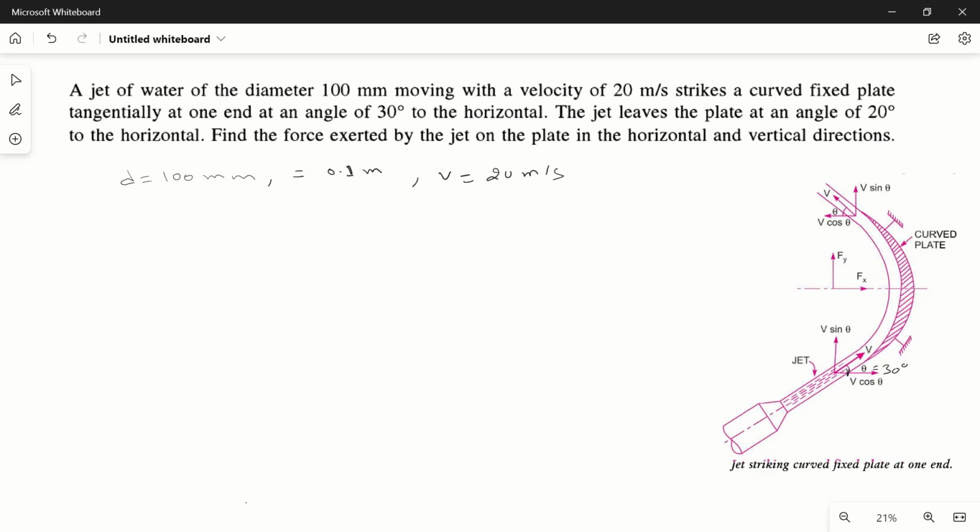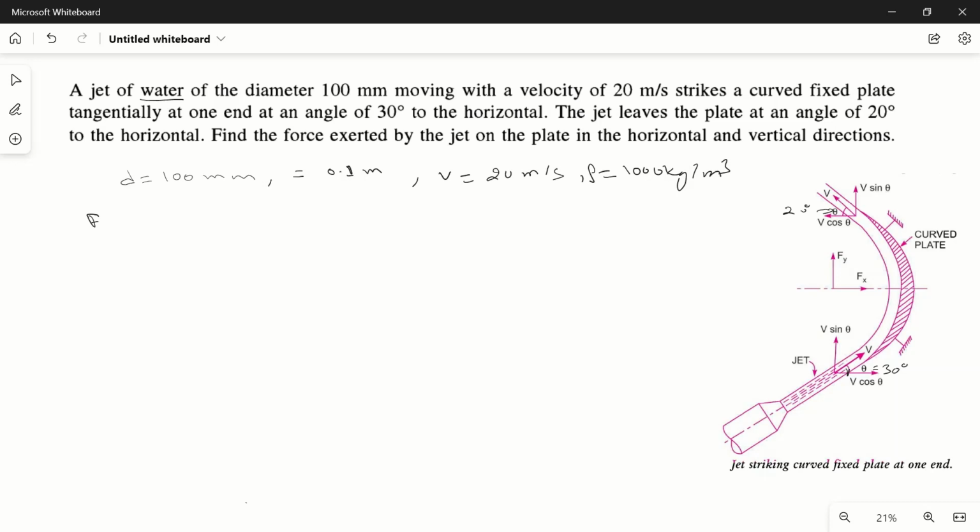The jet leaves the plate at an angle of 20 degree from the horizontal. So this is 20 degree, this angle. Find the force exerted by the jet on the plate in the horizontal and vertical directions. So we are assuming that this plate is frictionless and there is no loss of energy. So the velocities v1 and v2 are the same at inlet and exit. It is given that it is water, so rho, the density, is 1000 kg per meter cube.